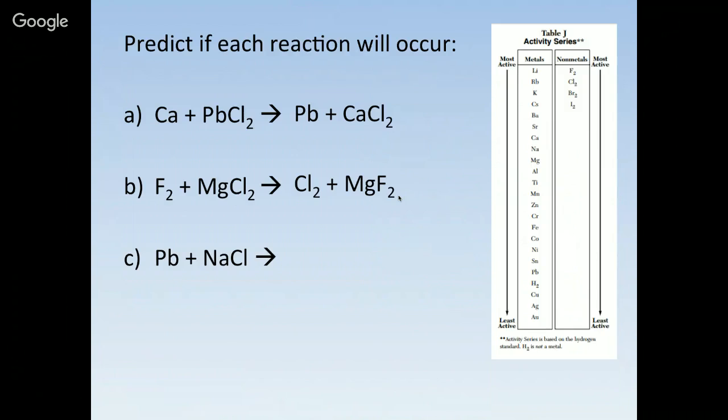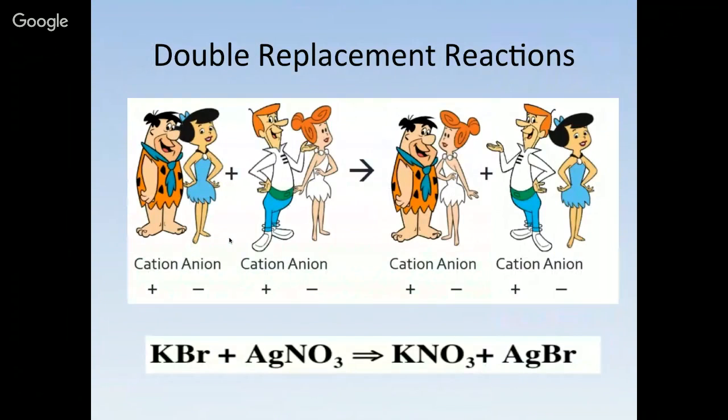Okay, great job. This one is actually not going to react because Pb is not more reactive than Na, so we're going to have no reaction here. So if you were to put these two compounds together, or this element with this compound, nothing would happen. You would just see the same things that you put together. All right, so let's move on to double replacement reactions.